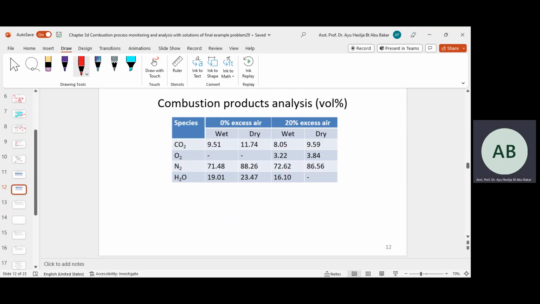Now this is a compilation of no excess air and with 20% excess air. You can see the difference, there are differences in mole numbers. For O2, with no excess air, of course, there will be no O2 in your flue gas.